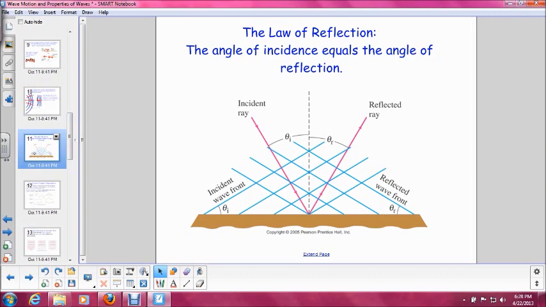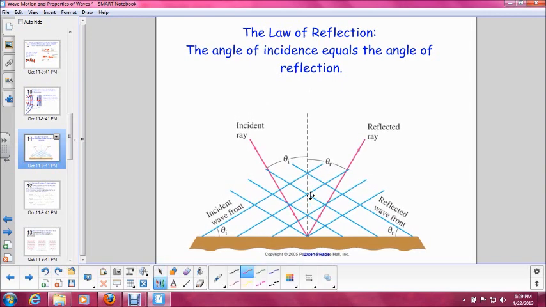So it turns out, anytime you have a wave of any kind, they will reflect off things, and they reflect in a very specific way. They follow something called the law of reflection. And the law of reflection tells us that the angle of incidence equals the angle of reflection. Okay, so what does that mean? I'll simplify it for you. It means angle in equals angle out.